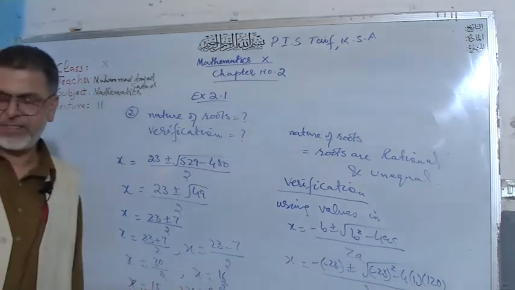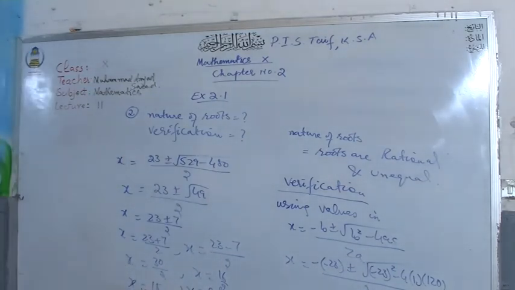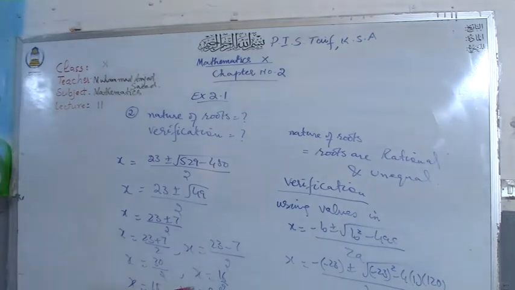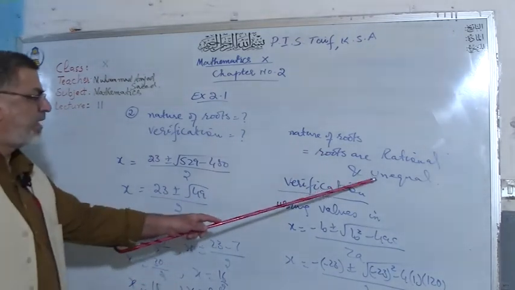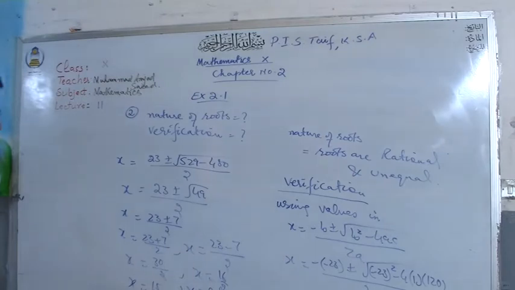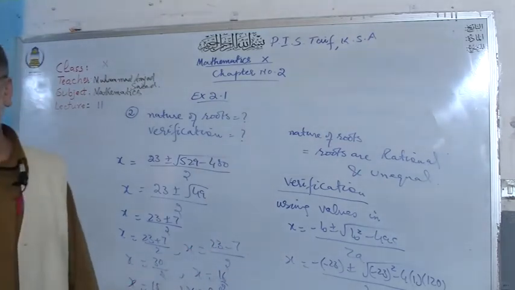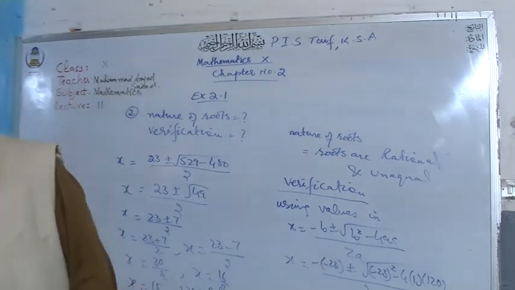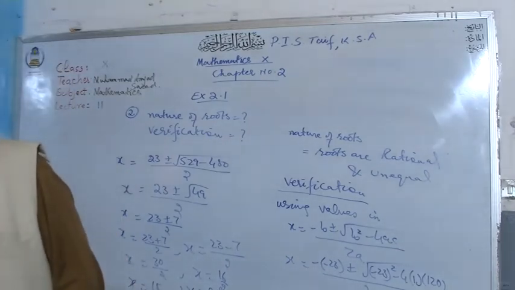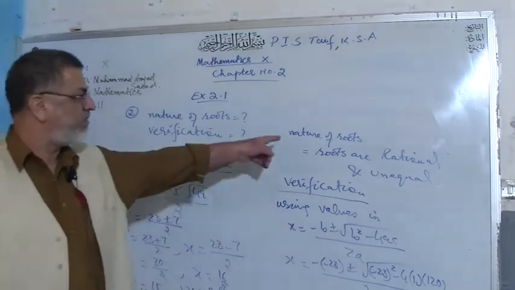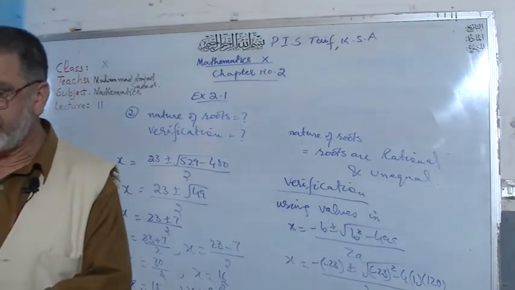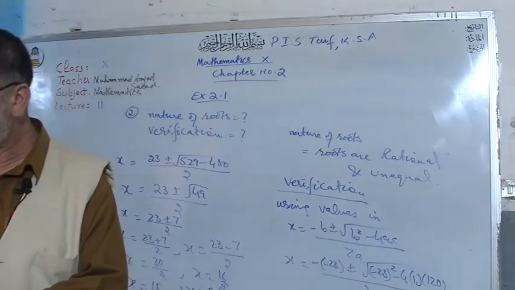Dear students, you can check these two values of x are rational because you can write 8 over 1, 15 over 1 like that. And unequal, definitely, 15 and 8 are different. So that was the confirmation, the verification of the result we have written in terms of nature of roots.